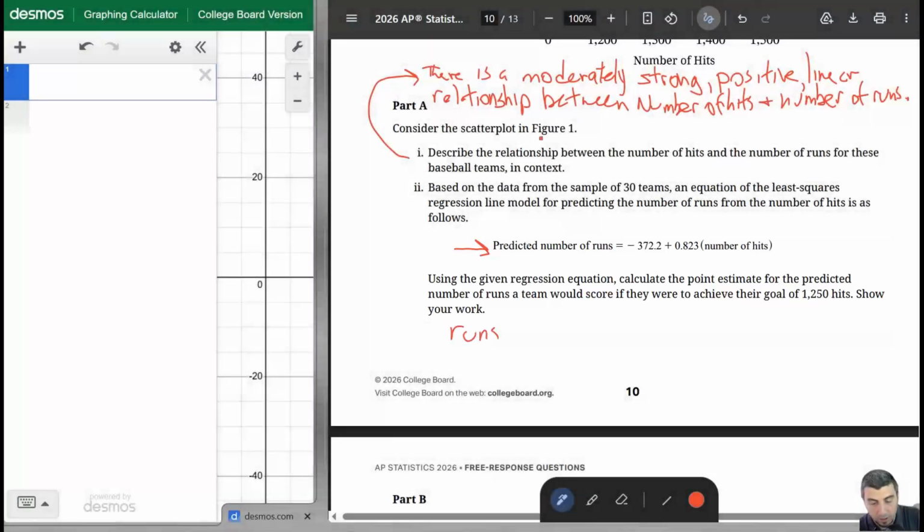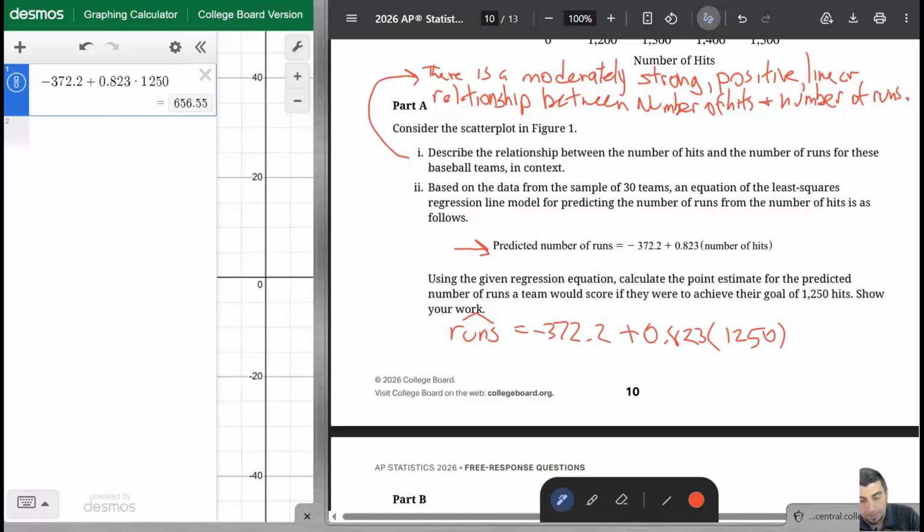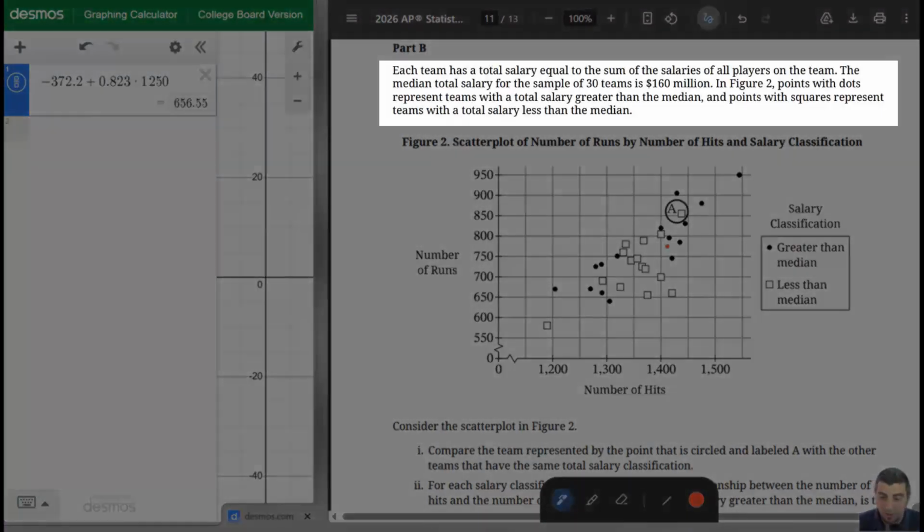Show your work. Runs, and I'm going to put a little hat there to indicate that it's predicted, is just this equation with 1250 substituted in. And that would be 656.55 runs.